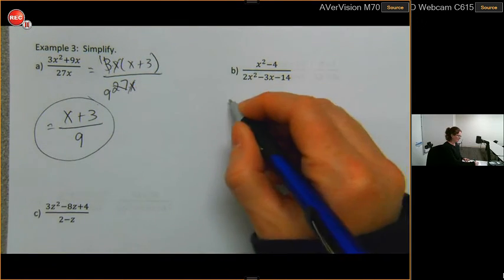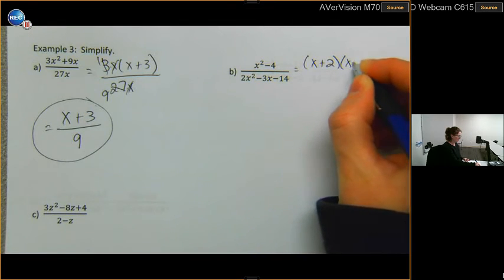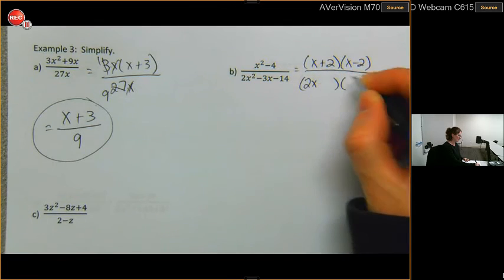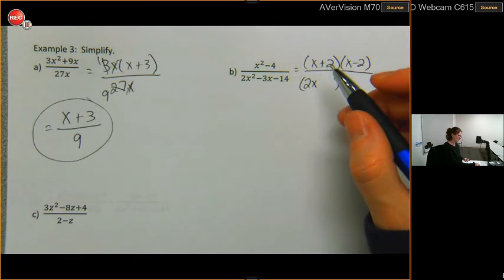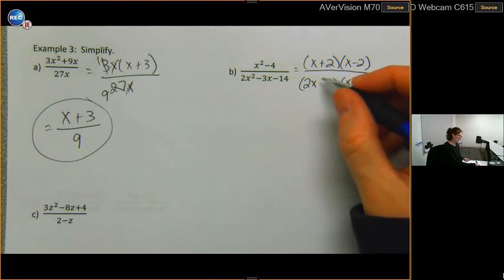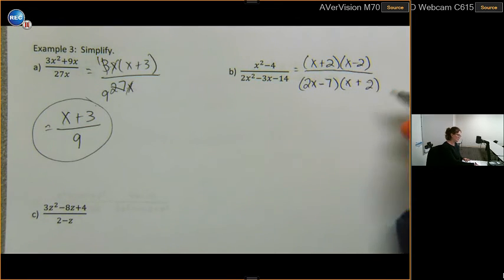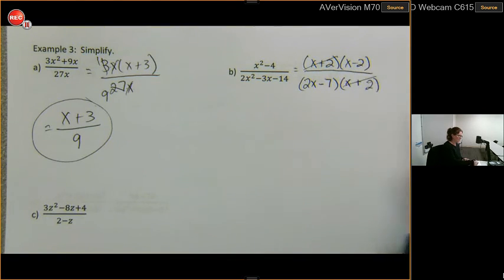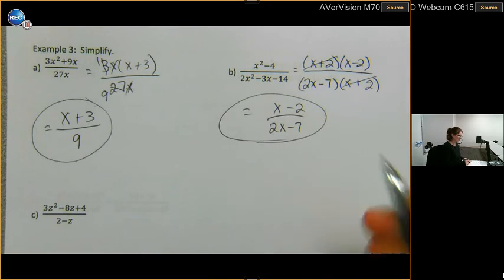On part B, factoring the numerator, the squares pattern. The denominator is a trinomial with a number in front. So I'm going with trial and error. 14 is just 2 times 7. It's 4 and 7. So if I take a negative 7 plus 4, that makes negative 3. Then the x plus 2's cancel. So we have x minus 2 over 2x minus 7.